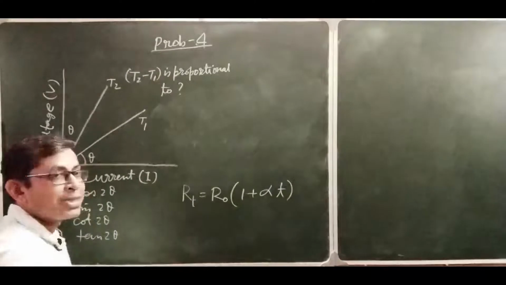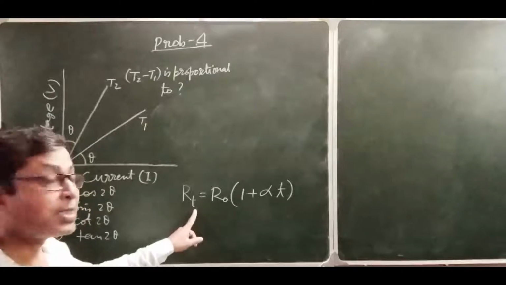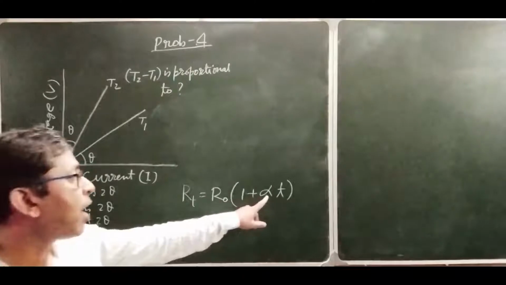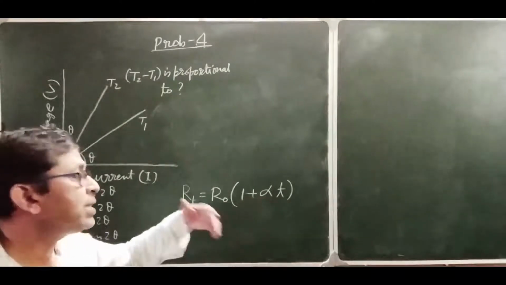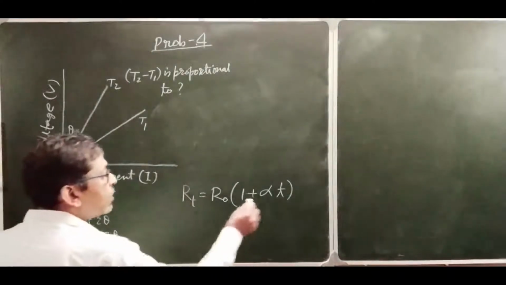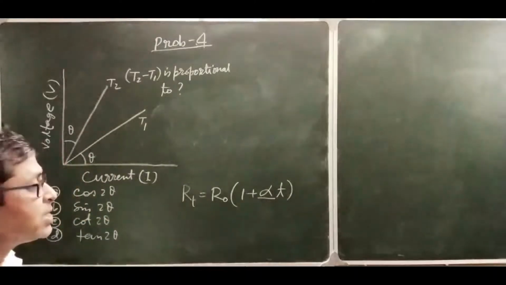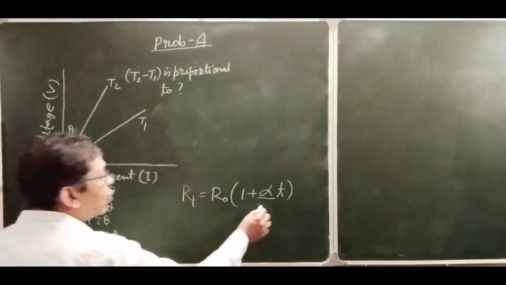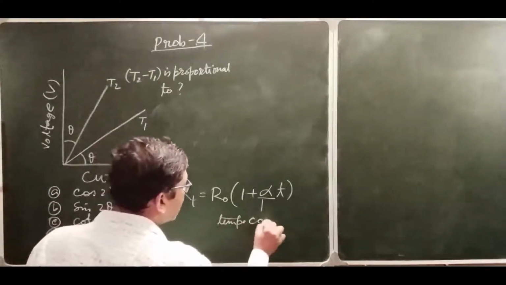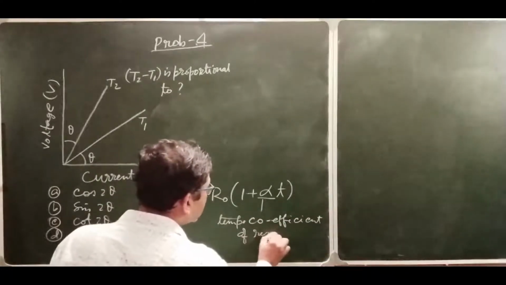where RT is the resistance at temperature T and R0 is the resistance at 0 degree Celsius, and this alpha refers to the change in the resistance when we change the temperature. That means this is the comparison between the change in resistance with change in temperature. It is called temperature coefficient of resistance.